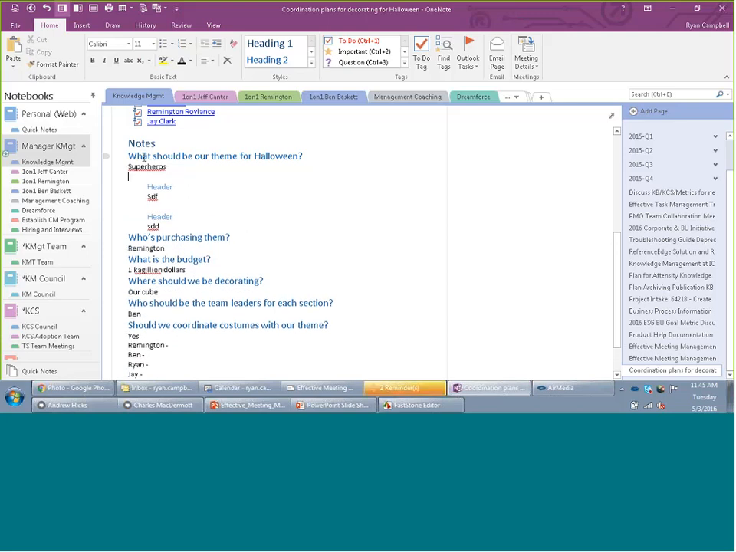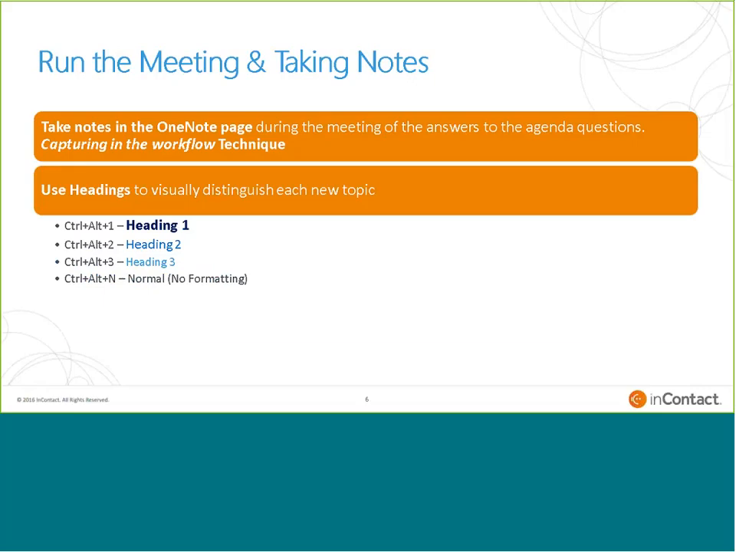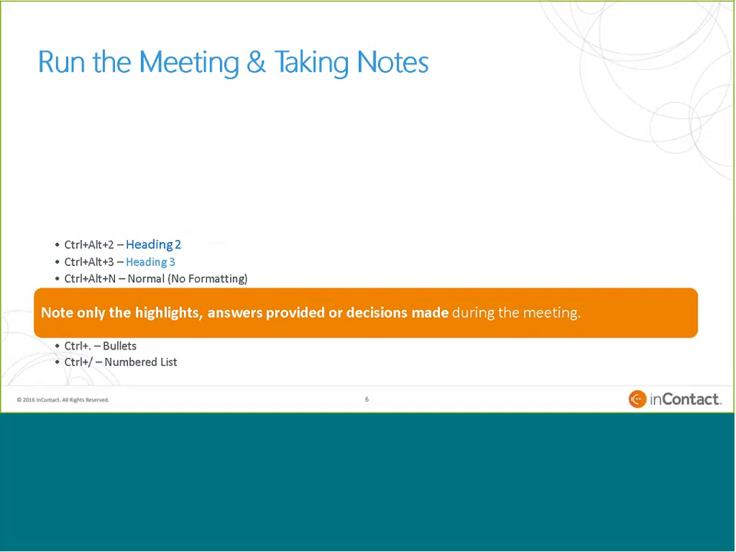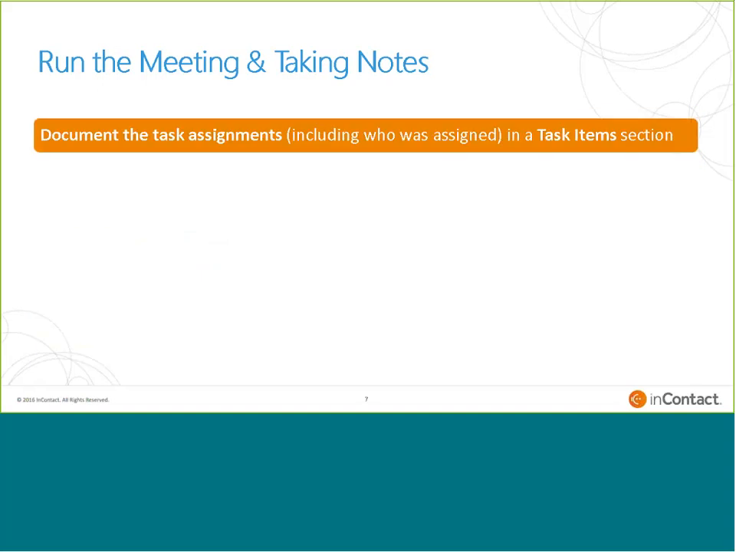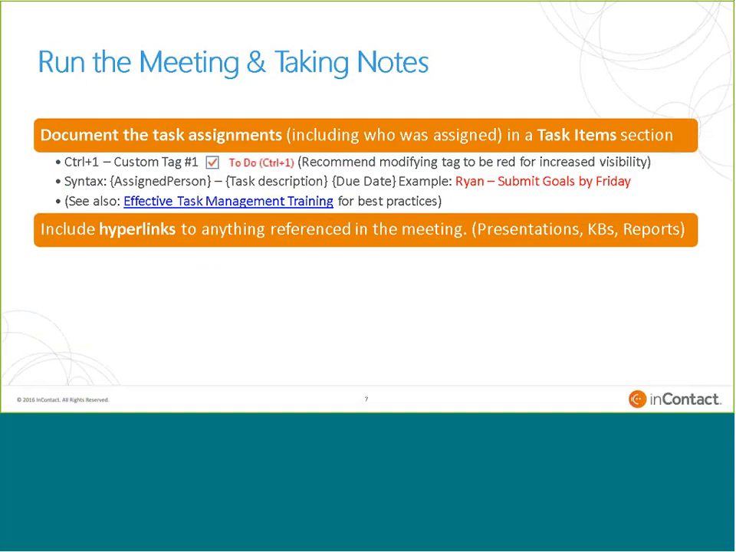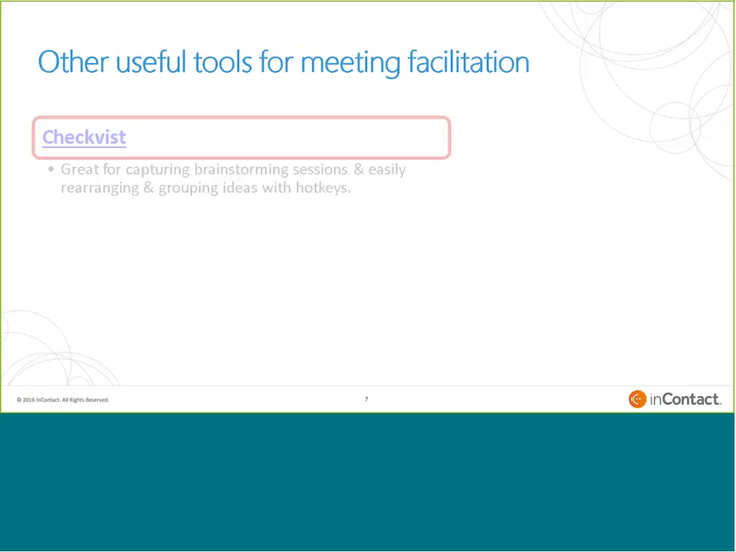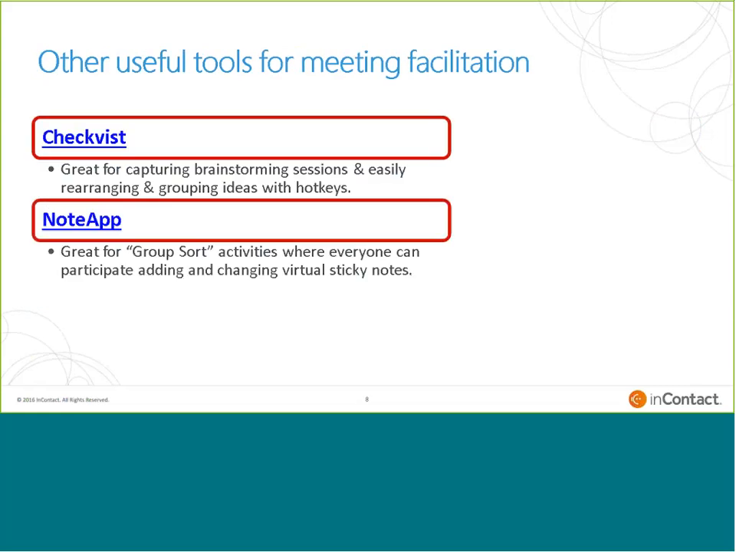This is basic outlining. It's just how you structure and organize information as the layout on the page to make it easier to read. And the headings, number 1, number 2, and number 3, go a long way to making it easy to do and just tab things over into the right outline format. Okay, notes only highlight answers provided and decisions made, and use bullets and numbers. Run the meeting and task notes, so document the tasks and use Control-1 for those kinds of things. Include hyperlinks. Take pictures of the whiteboard of anything that needs to be there. Use indents.